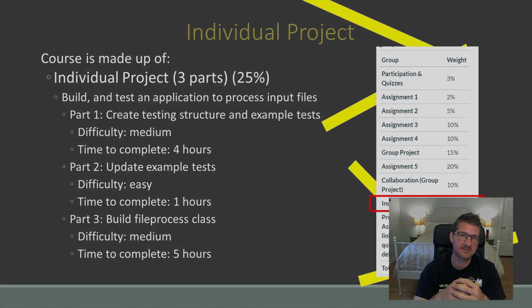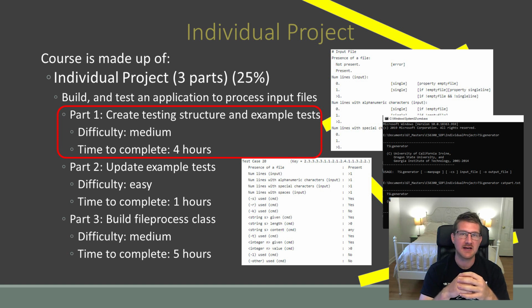The first deliverable for this project deals with designing and then building the actual tests that you'll run for the final program. For this deliverable, Georgia Tech gives you an executable program called the TSL generator. The TSL generator is a software that allows you to write a text document that has different requirements for the tests.